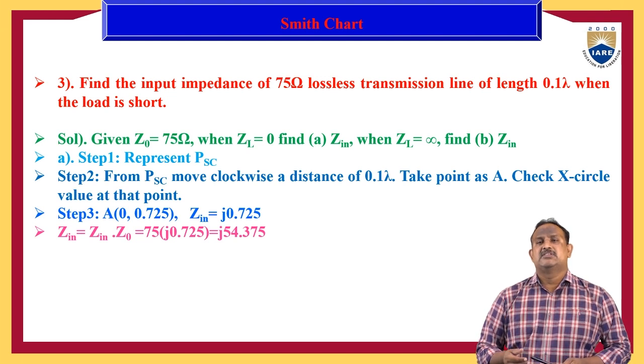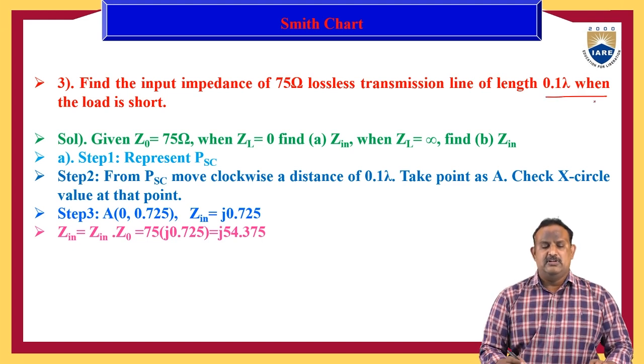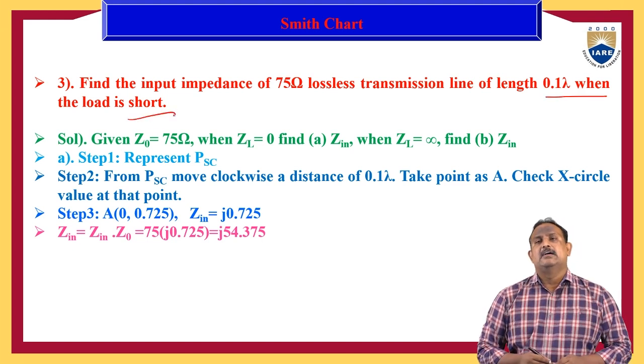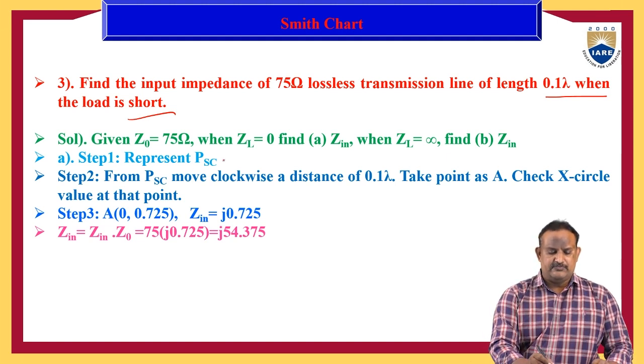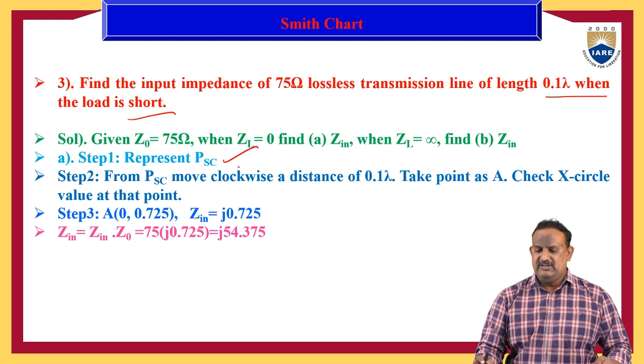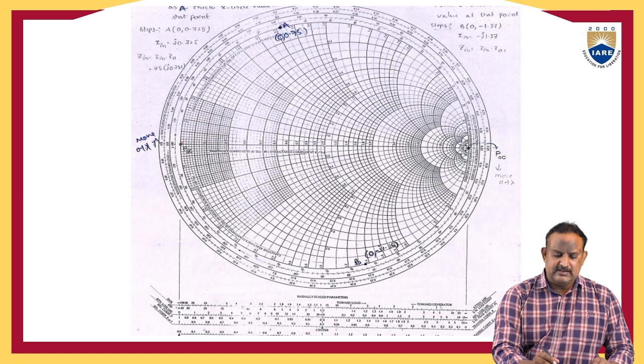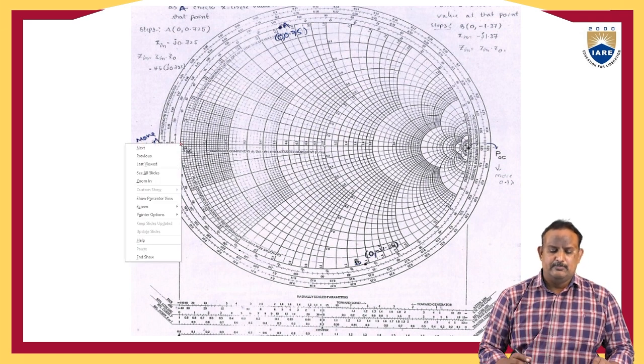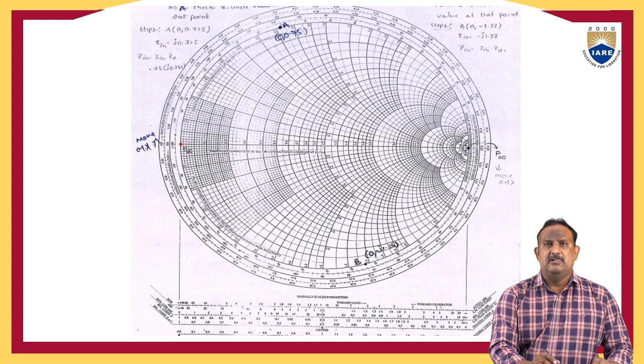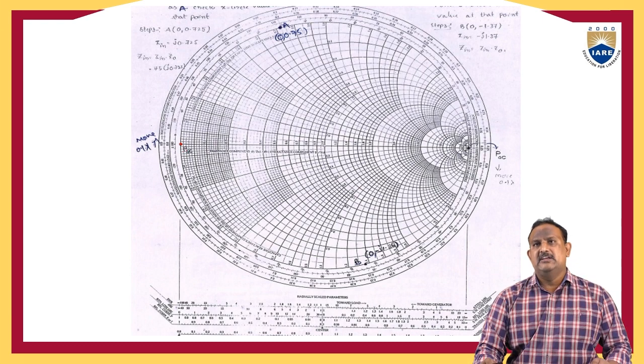Find the input impedance of a 75 ohm lossless transmission line of length 0.1 lambda when the load is short circuited, and also when the load is open circuited. In both cases, we will find the impedance value. First, P is the short circuit point. On the Smith chart, exactly on the x-axis, we have the short circuit point. Let us assume that point as PSC.